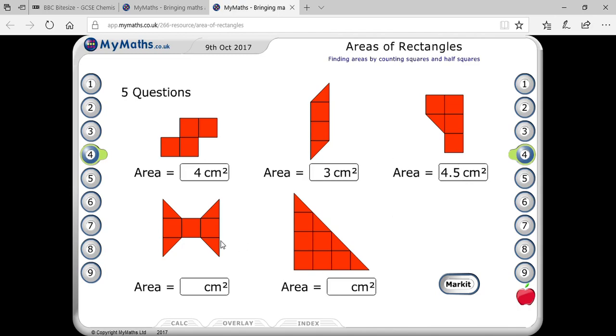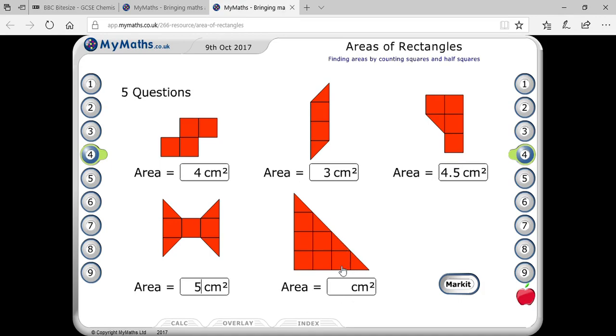Okay. Now, just see here, you have to firstly count the whole blocks: 1, 2, 3, and then the half will be 4 here and it will be 5 here. Okay? So the answer should be 5.